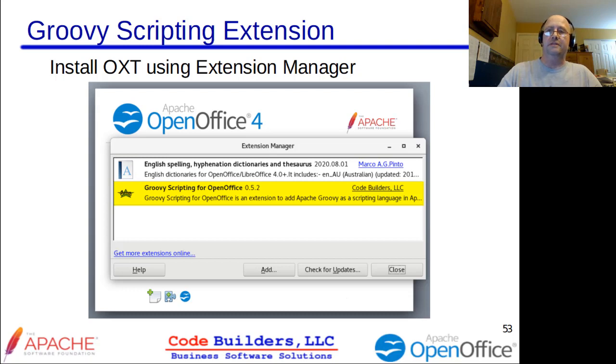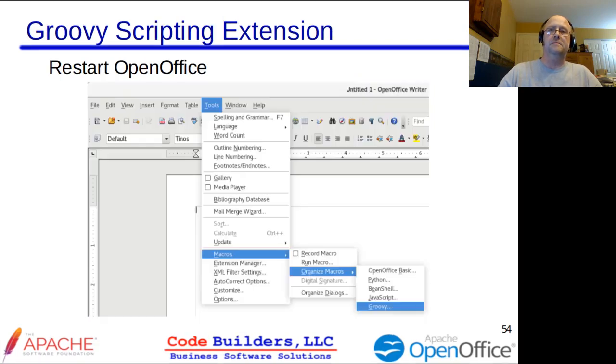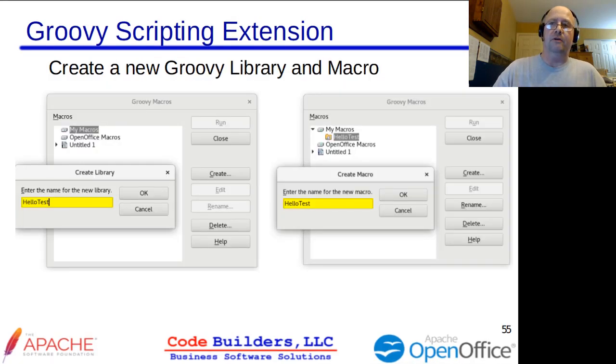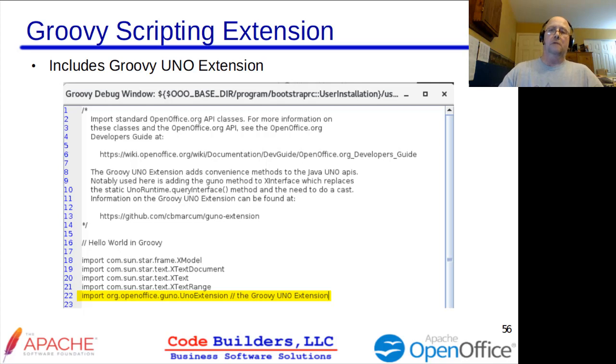So to get started, you use the extension manager to install the extension. And after restart of OpenOffice, you'll see Groovy available in the macro menus. Then you can create a new library and a new Groovy macro. One thing I'll note is the Groovy macros already include the Groovy UNO extension we talked about earlier, and it's a running hello world macro. So the template is already a running macro, and it's full of links and references to documentation, things like that for new users.